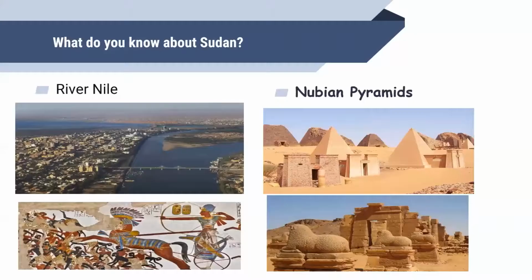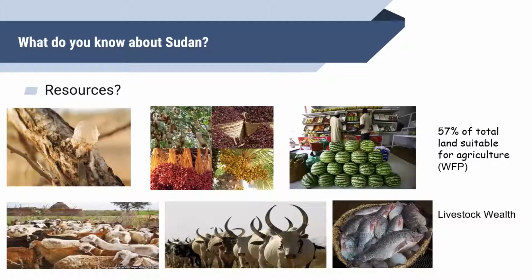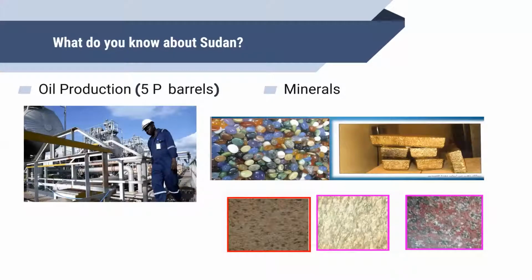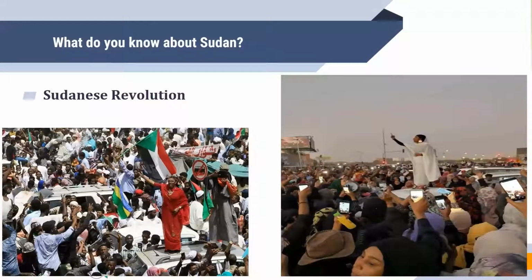Sudan is famous for the River Nile, which is the longest river in the world. And we have many other very important resources, including agriculture and livestock. Of the land of Sudan, 57% is suitable for agriculture, according to the UN World Food Program. Sudan is also known for oil production, and the reserve is more than 5 billion barrels, and there are many minerals. And recently, maybe most of you heard about the Sudan Revolution, which started at the end of 2018 and ended a government of more than 30 years.